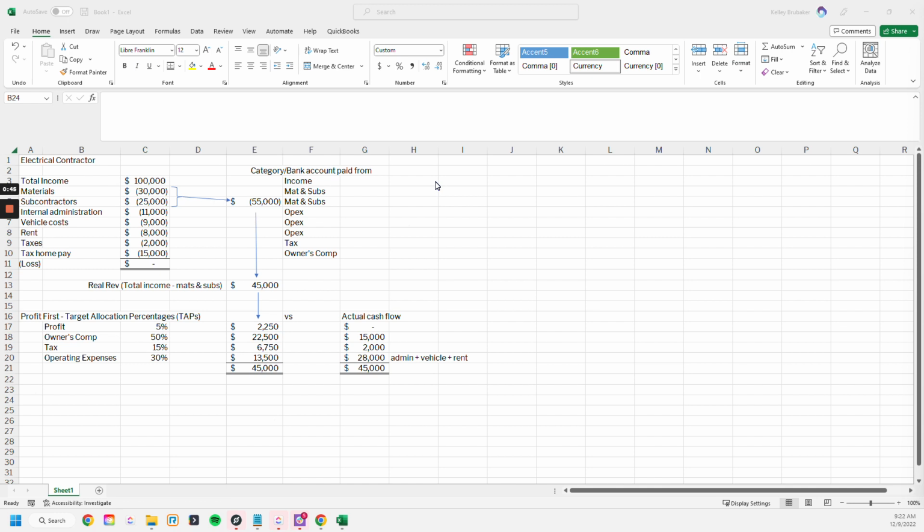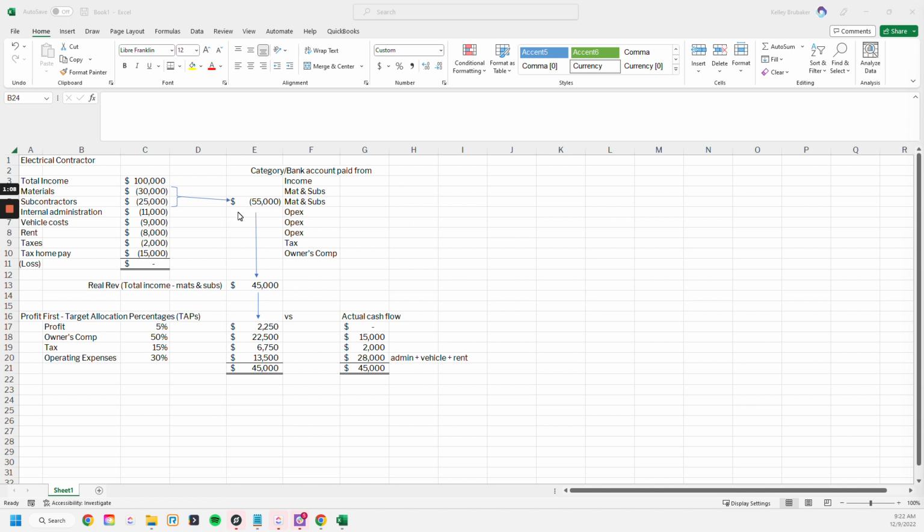$11,000 on internal administration, $9,000 on vehicle costs, $8,000 on rent, and then with a take-home pay of $15,000 and taxes of $2,000, this electrical contractor would never have a profit. This means 55% of total income is being used for materials and subcontractors.